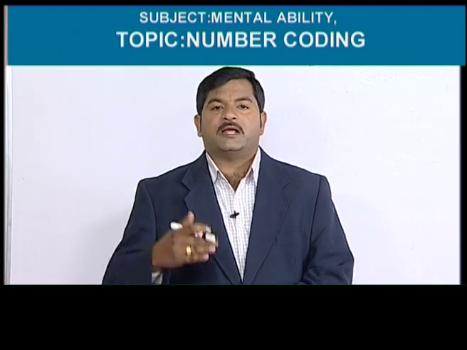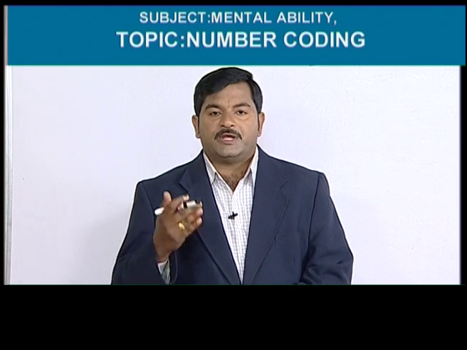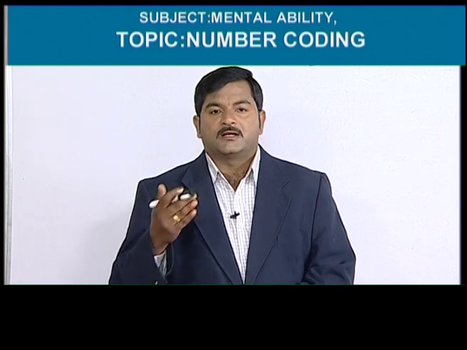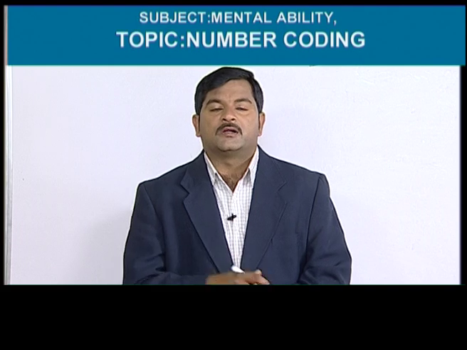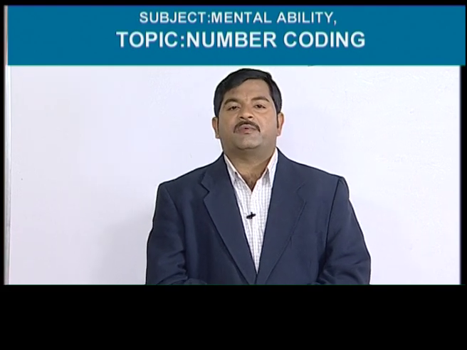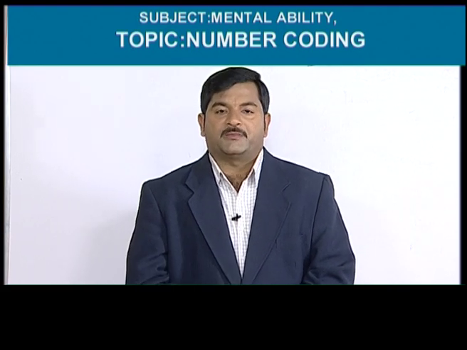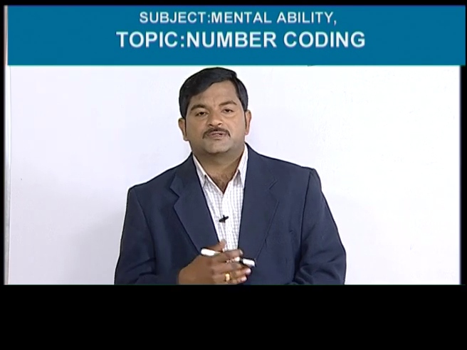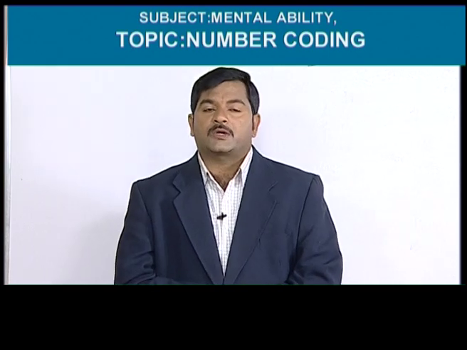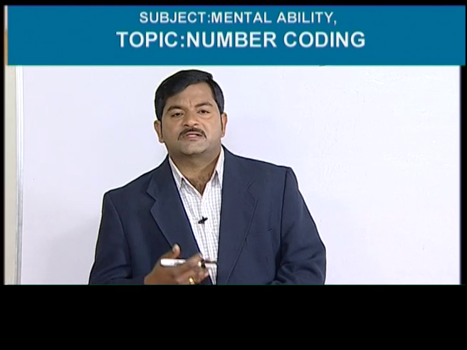Sometimes coding may be like this also: A means 2, B means 4, C means 6, D means 8 and so on. So what does it mean? For every alphabetical letter he assigned an even number. This kind of coding is also called number coding. Many models are there in that, we will discuss one by one.